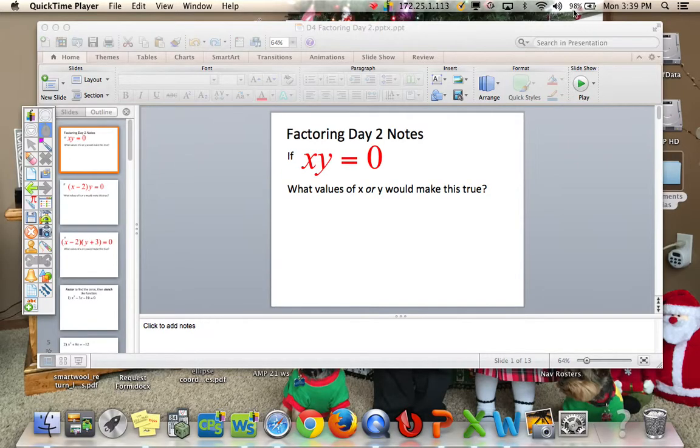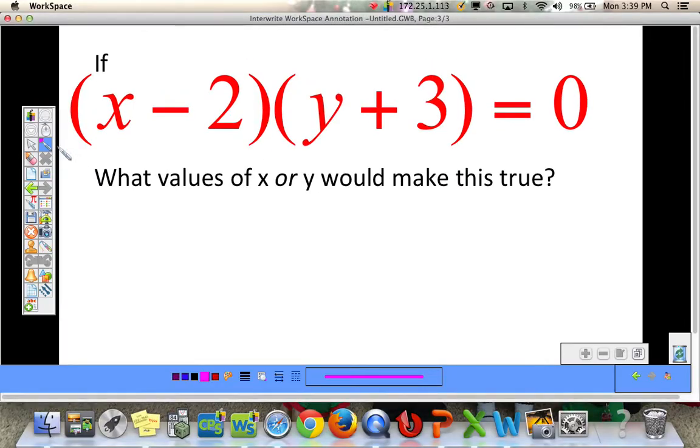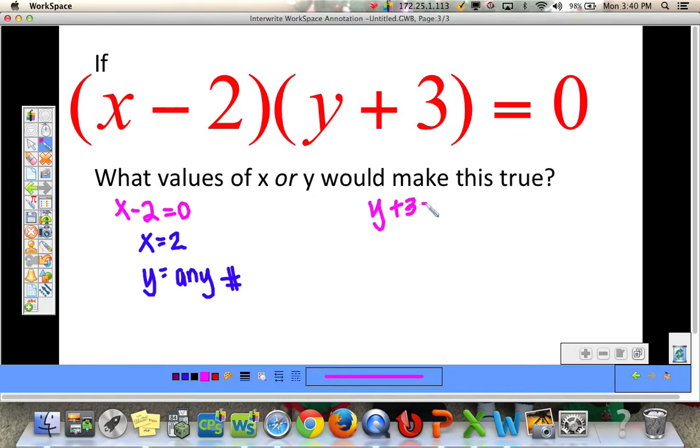Let's try another one. x minus 2 times y plus 3 equals 0. Well, x minus 2 can be 0, and we just solved that. If you add 2 to each side, x is 2, this factor is 0. So then y can be any number. What about this? y plus 3, what makes that 0? Subtract 3 from each side. So if y is negative 3, then x can be any number.